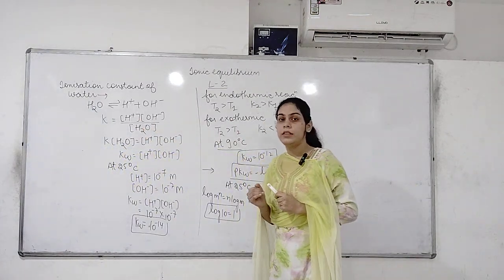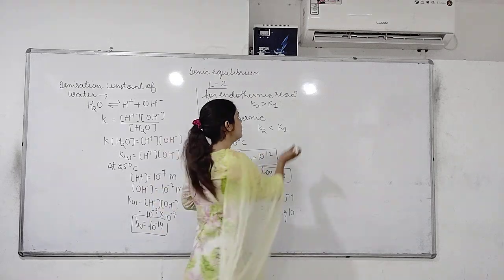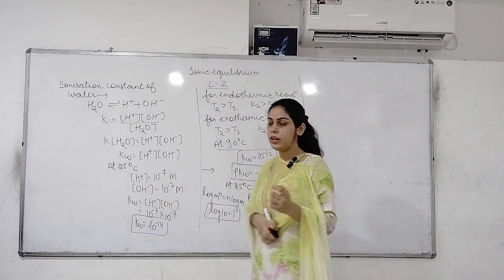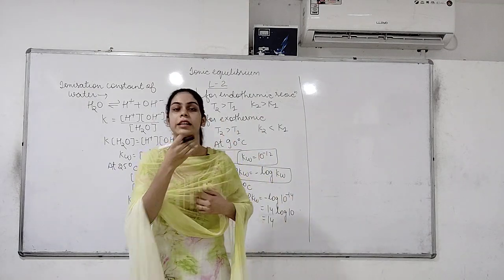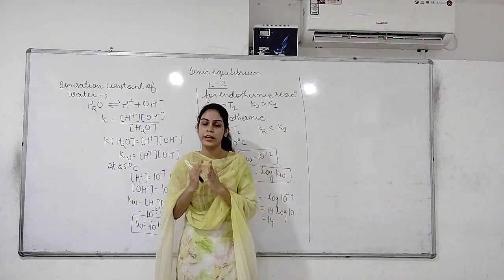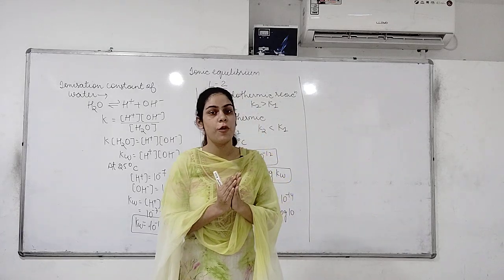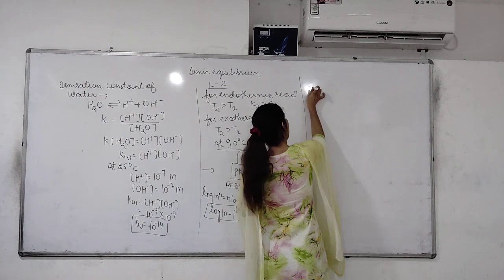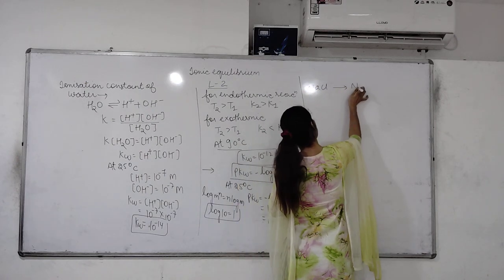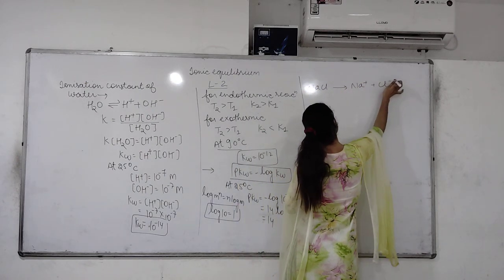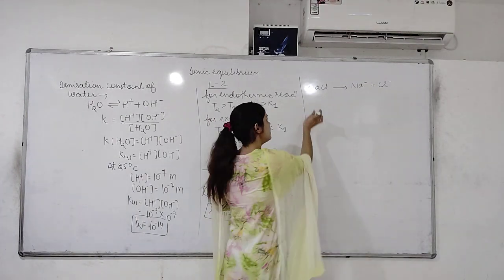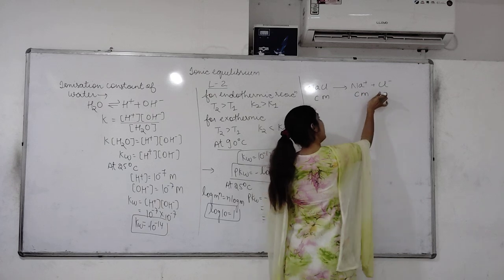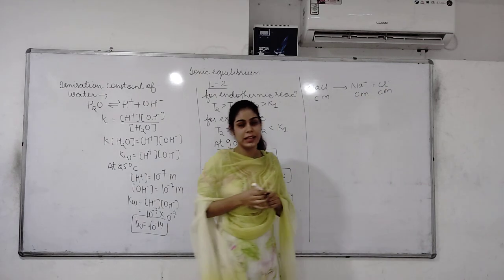So let's start with the next topic, that is dissociation of a weak electrolyte. You all may know that strong electrolytes are completely dissociated. Strong electrolytes show 100% dissociation. So the concentration of ion is always equal to the concentration of electrolyte. For example, if I dissociate NaCl, it will produce Na positive and Cl negative. Since it is a strong electrolyte, if I take the concentration of NaCl as C molar, the concentration of Na positive will be C molar and the concentration of Cl negative will also be C molar.